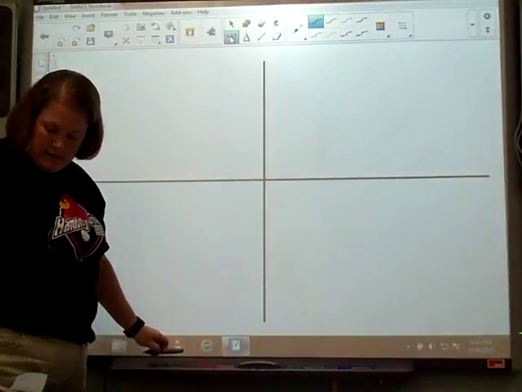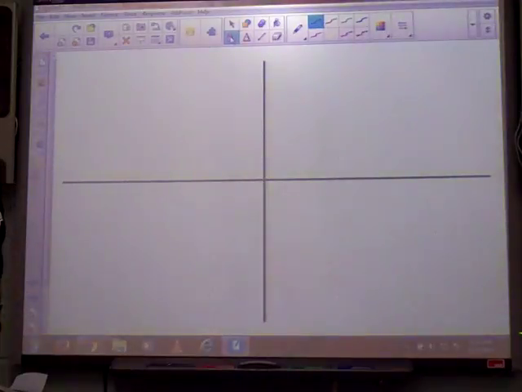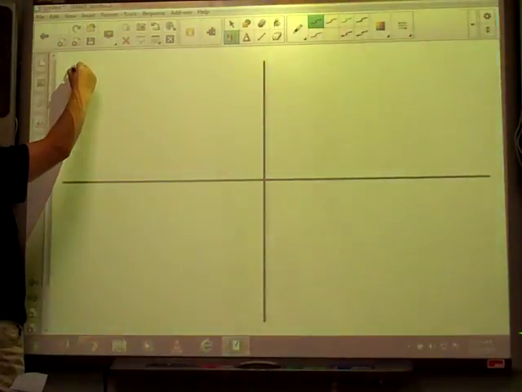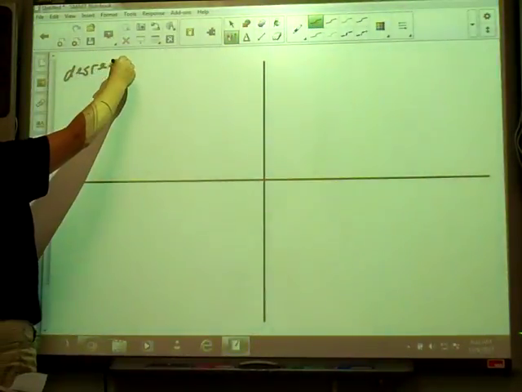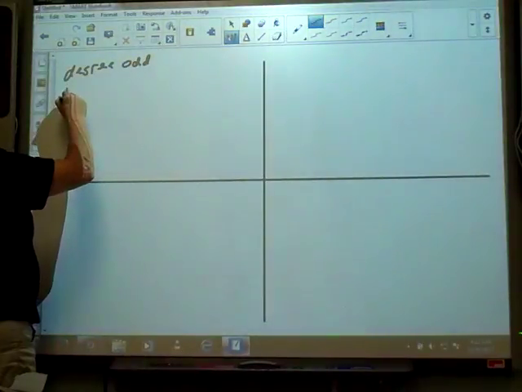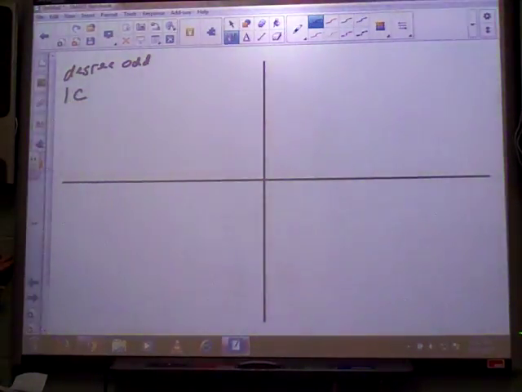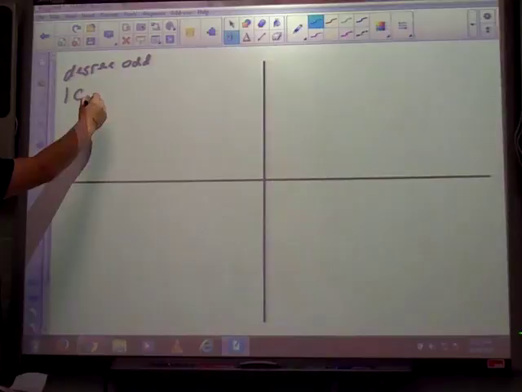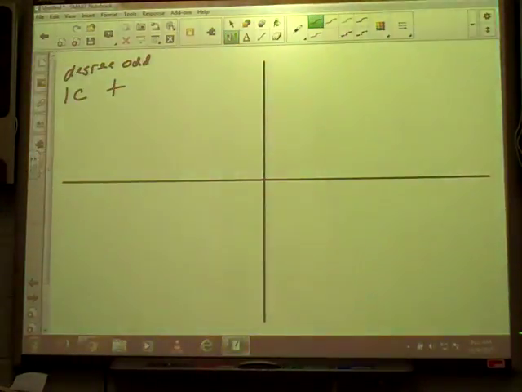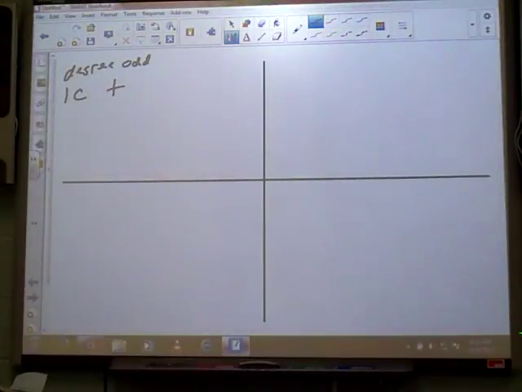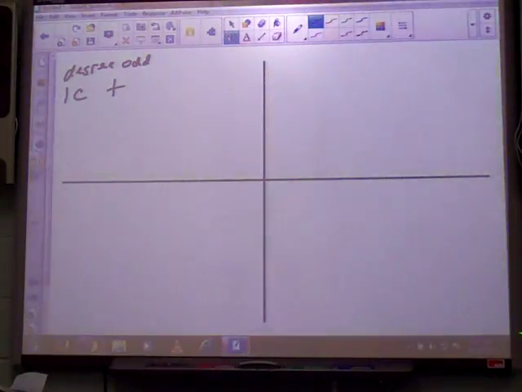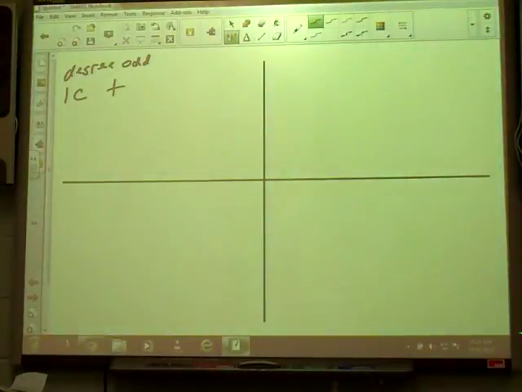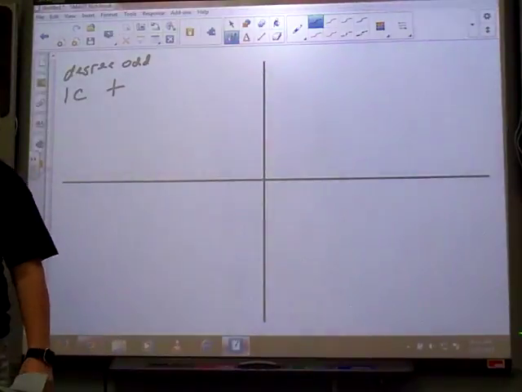Alright, so in my top left up there, we're going to say our degree is odd, and our leading coefficient, LC is going to stand for leading coefficient, is positive. Degree that's odd means my highest power could be 1, 3, 5, 7, 9, and so on. My leading coefficient is a positive number, so anything that's not negative would work there.